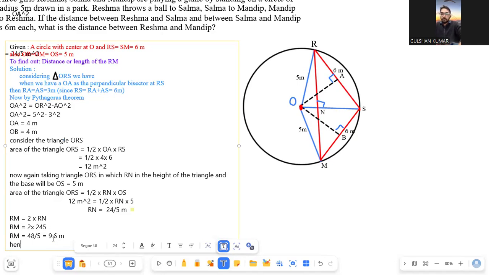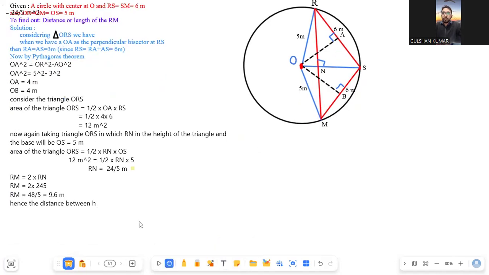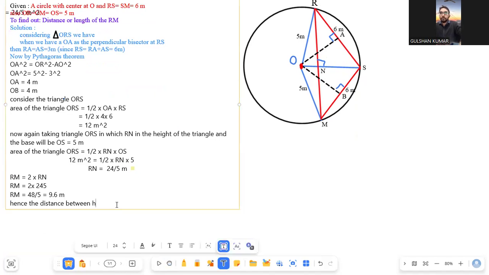Hence the distance between Reshma and Mandip will be 9.6 meter.